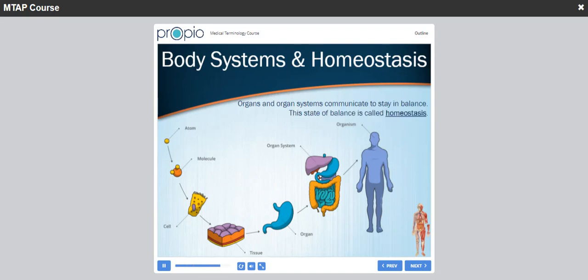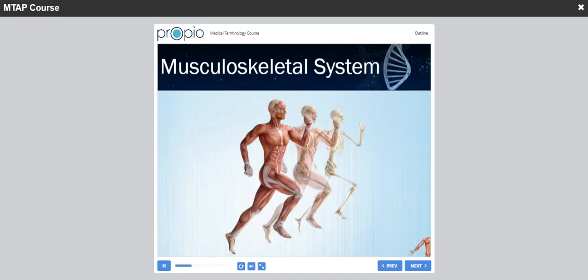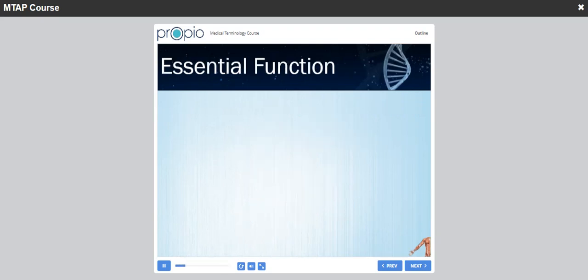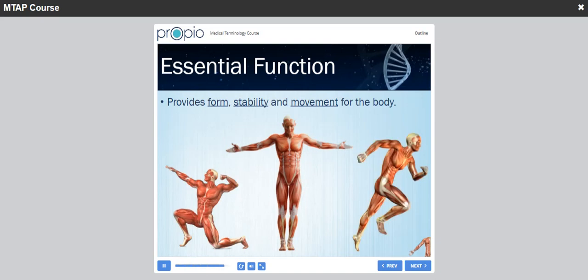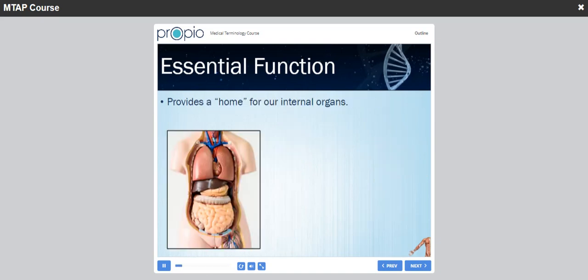The first system we are going to talk about is the musculoskeletal system. The essential function of the musculoskeletal system is to provide form, stability, and movement for the body. It provides a home for our internal organs. It helps us to produce blood and helps our bones to store minerals.